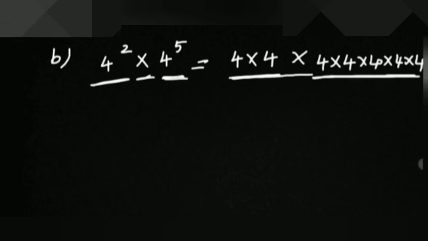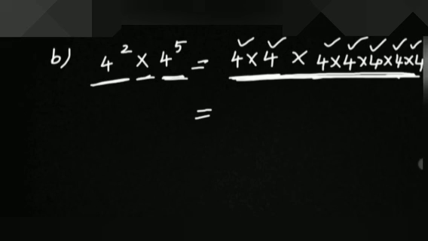So all together, how many 4s are there in this product? 1, 2, 3, 4, 5, 6, 7. Yeah, 7 4s are there. 4 is multiplied 7 times. What does it mean? 4 is multiplied 7 times means what in the power form? 4 is multiplied 7 times means 4 raised to 7.